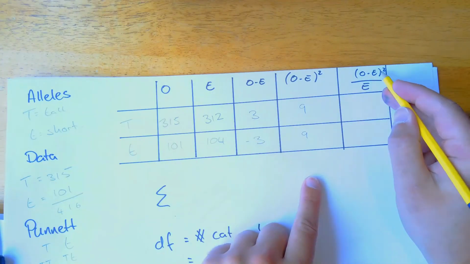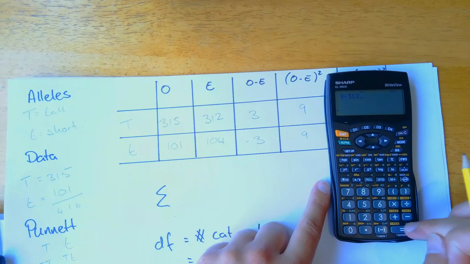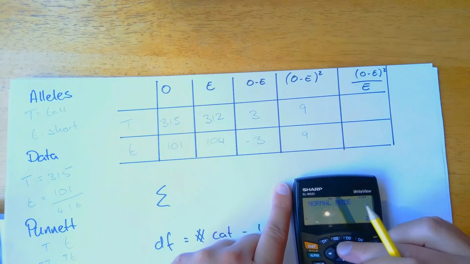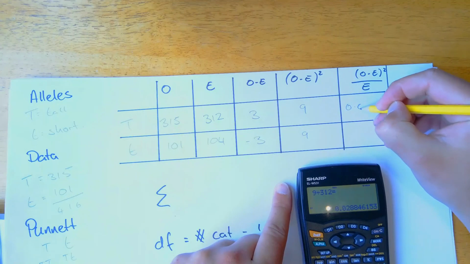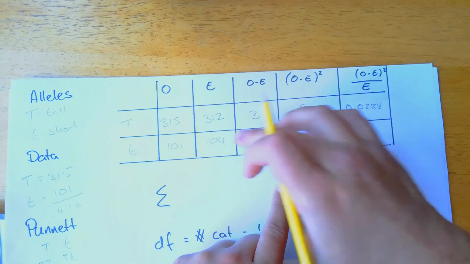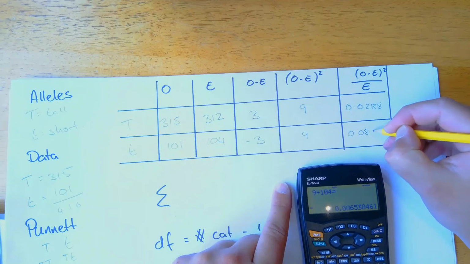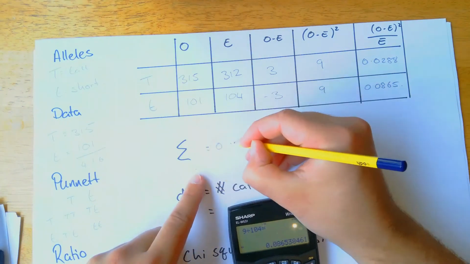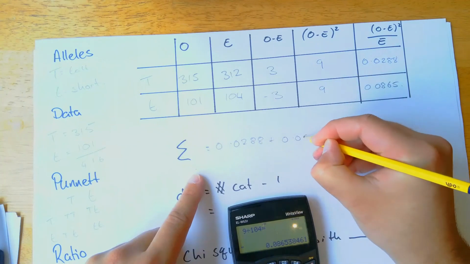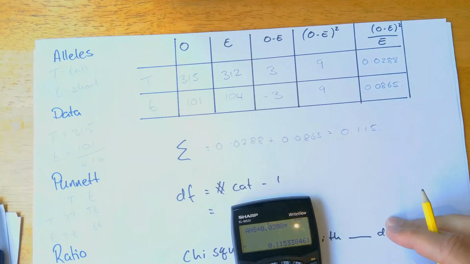And then I've got to do my O minus E squared divided by the expected section here. So I shall do 9 divided by 312, and that will give me 0.0288. And I'll do the same thing here, 9 divided by my expected, 9 divided by 104, 0.0865. The next step then, I've got to sum these two values. So it will be 0.0288 plus 0.0865. That will give me 0.115. I shall leave it at that. So that's my chi-squared value.